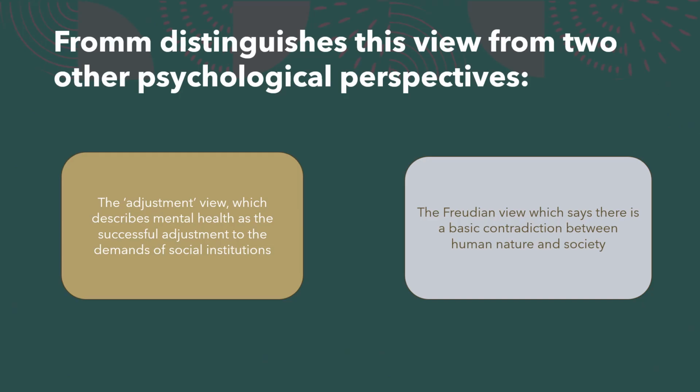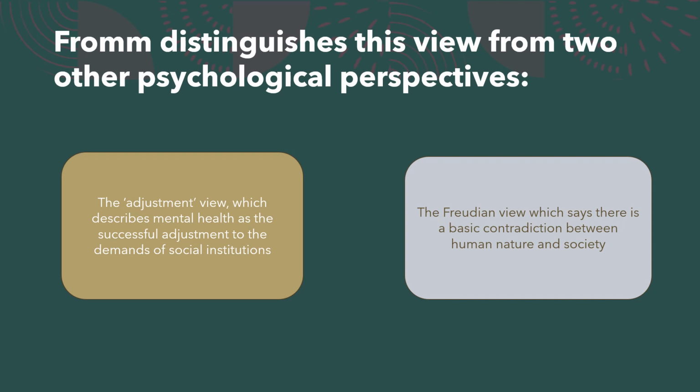And Fromm distinguishes this view from two other psychological perspectives. He distinguishes it from what he calls the adjustment view. And this view, which was very prevalent in the 1950s when Fromm is writing, describes mental health as the successful adjustment to the demands of social institutions. So the idea is that individuals are healthy to the extent that they are able to comply with the demands of institutions like factories, schools, hospitals, etc. It's their adjustment to those institutions that determines health.